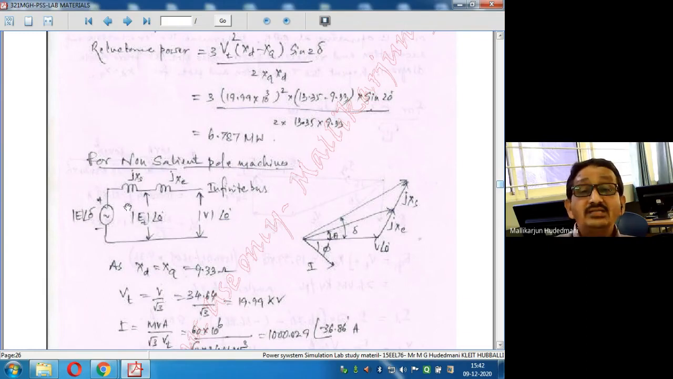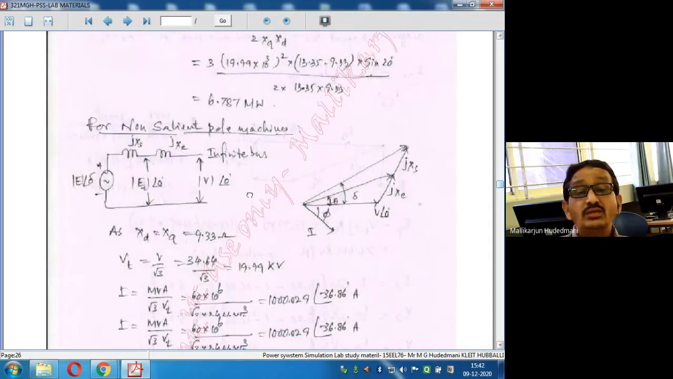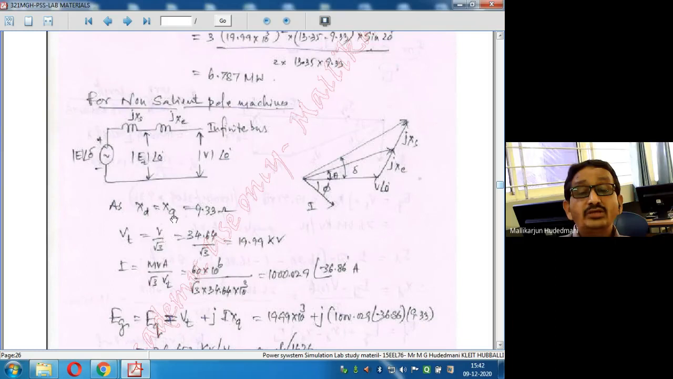Then that is represented as a synchronous machine with internal voltage E and delta, and synchronous reactance jXs, whose internal voltage Eg and terminal voltage V, where it is going to deliver, and transmission line reactance if so. Now, for a non-salient pole machine, smooth cylindrical, what is given here? Xd is equal to Xq, which is equal to 9.33 as per the problem.